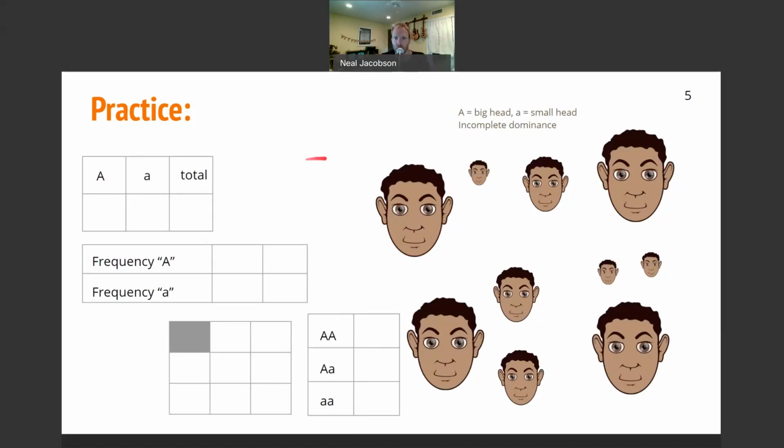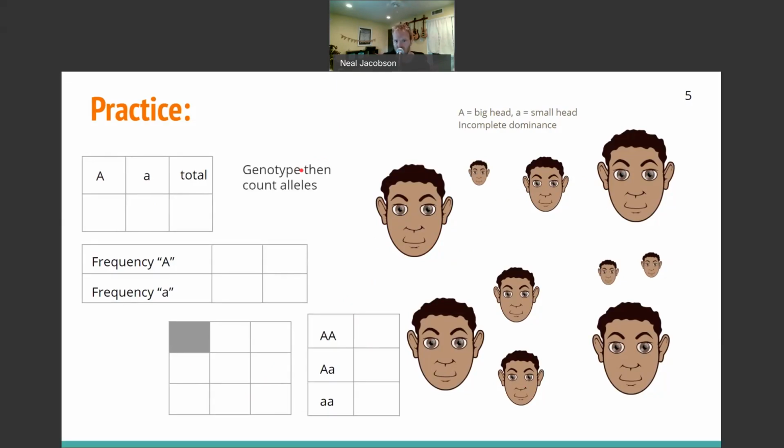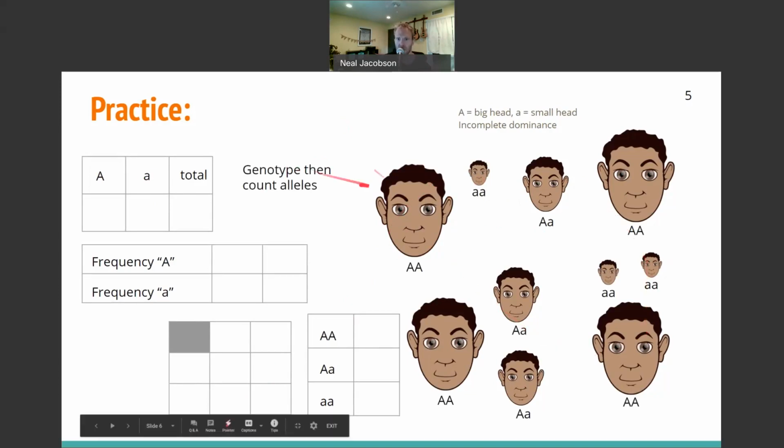Okay, so what we're going to do is genotype this population first. Genotype, then count. So we have individual big A, big A. We know the small heads are little a, little a. The normal heads are big A, little a. And so we genotype them all, and then we count the number of alleles. So how many big A alleles are there? Okay, well, there's 2, 4, 6, 8, 9, 10, 11. There's 11 big A's.